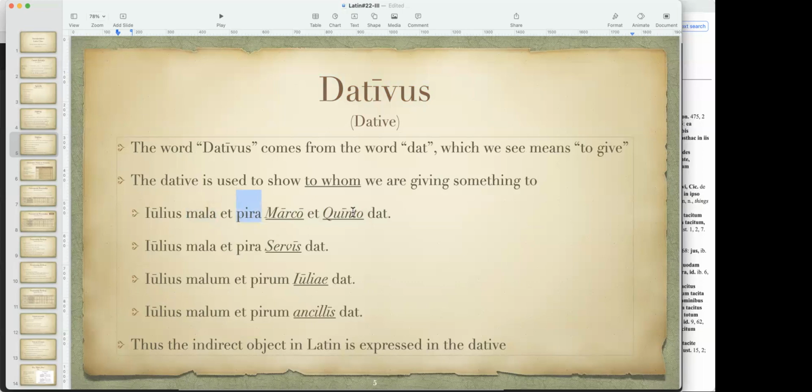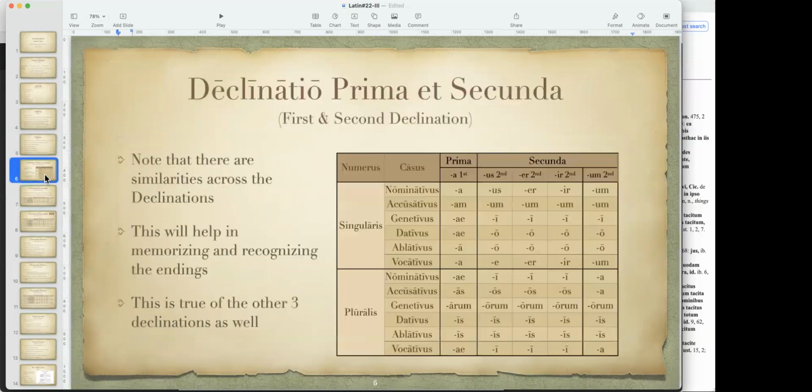Okay. Hey, Michael, I got a question on the dative. Sure. On that sentence there, I noticed Marco and Quinto. Marco, to me, looks like it takes on the ablative. Is that right? So therefore, I guess it's understood that it's really an object of the preposition that's implied.